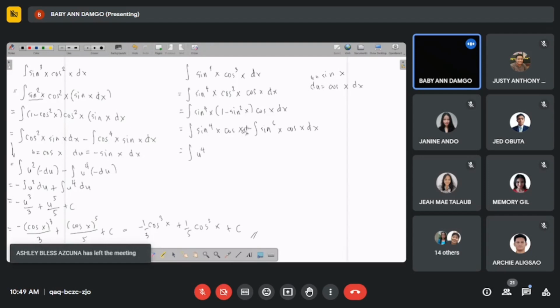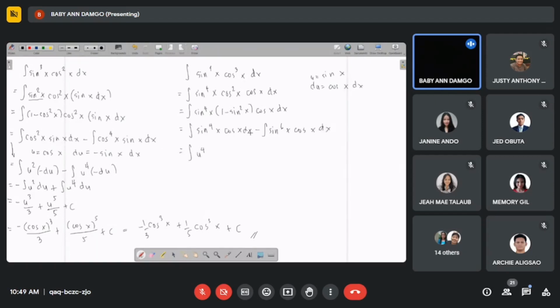Dx. Sine to the fourth x dx minus sine to the 6x cosine x dx.